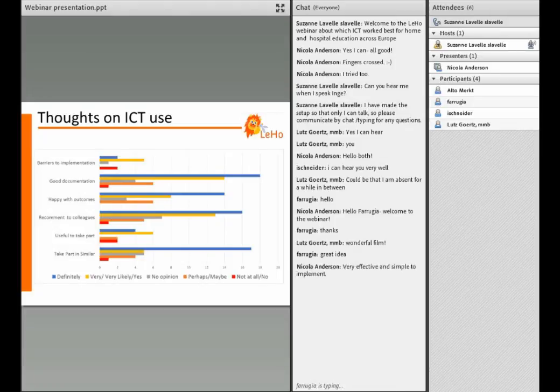Wanted to explore some of the thoughts that people had about using ICT, and this was part of the SurveyMonkey feedback that we had. And wanted to see whether the people were happy with the way that we worked this, doing the training actions and the information cards, and whether they felt it was of use to them as well. So the blue is good, the red is bad.